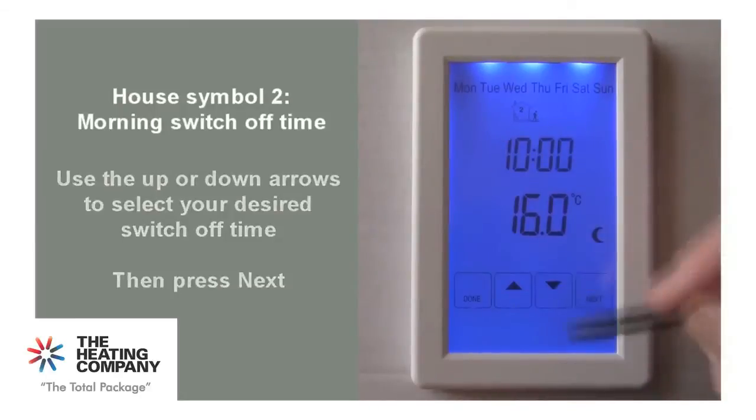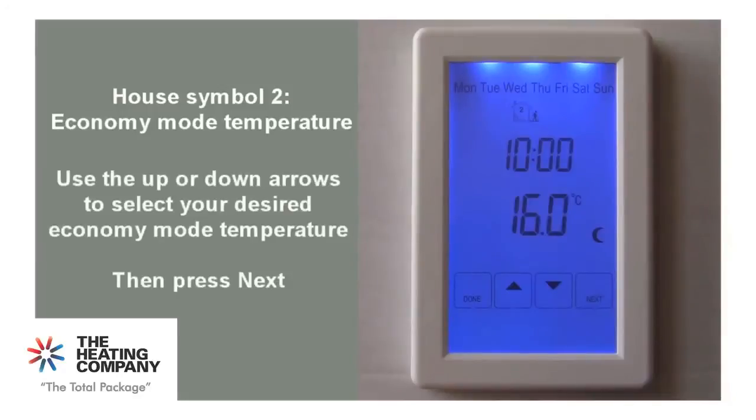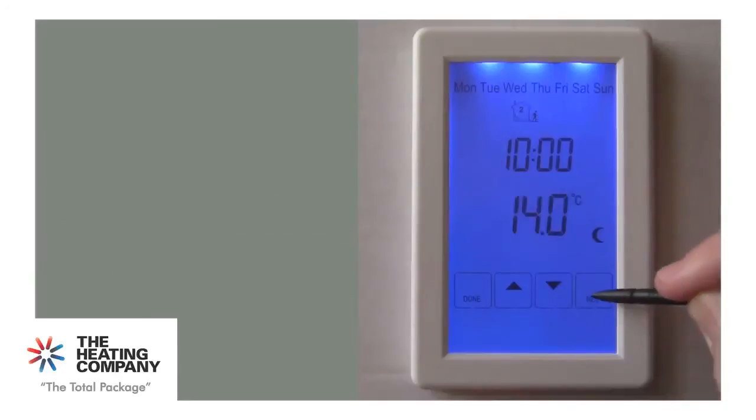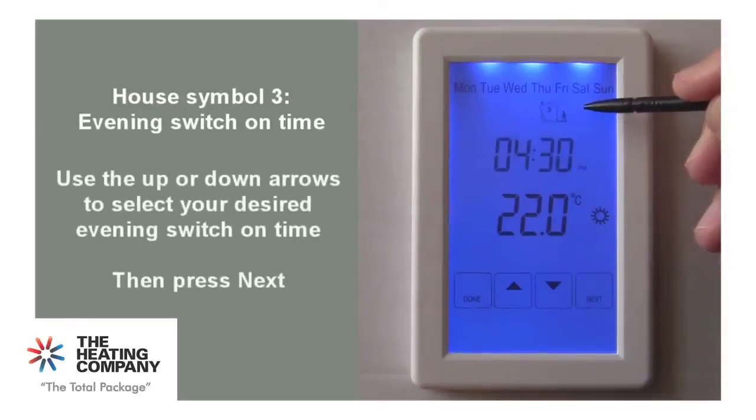Then press Next to select your minimum or economy mode temperature. In this case, 14 degrees. Then press Next. The house symbol displaying the number 3 and a person returning will show at the top of the display. This is your floor's evening switch on time.